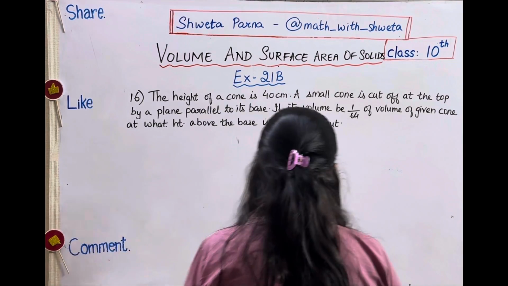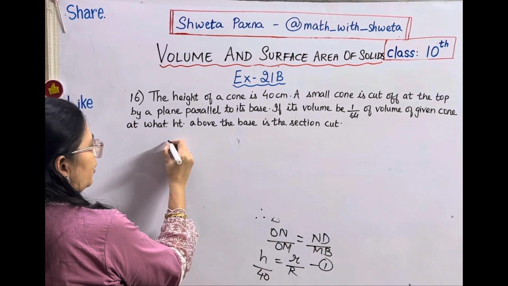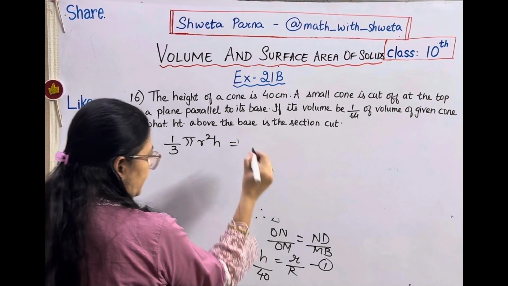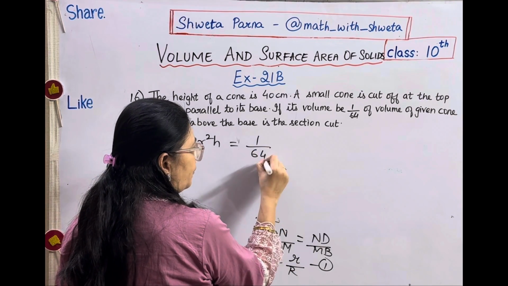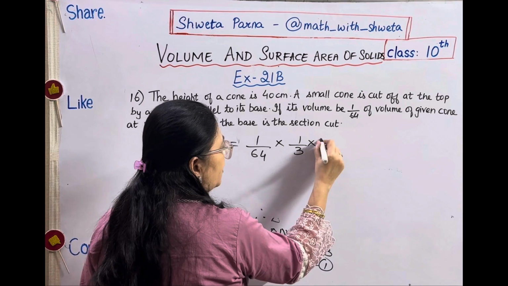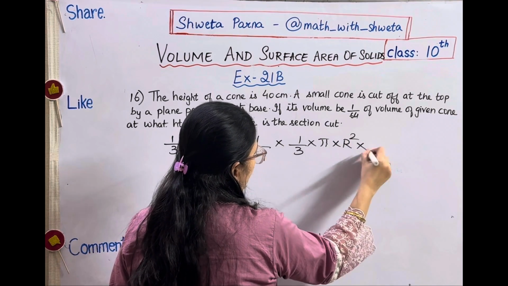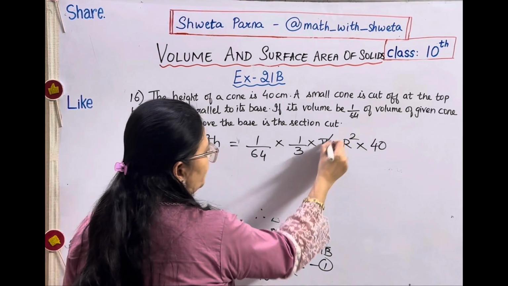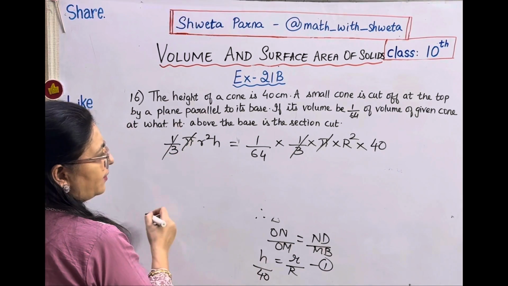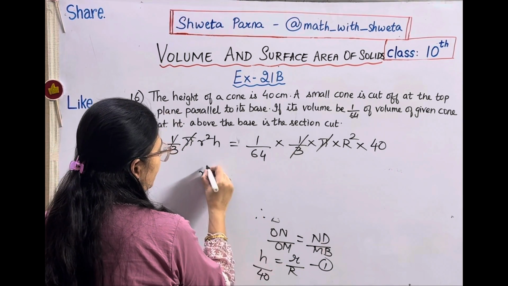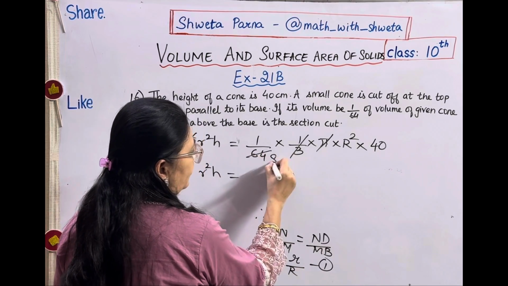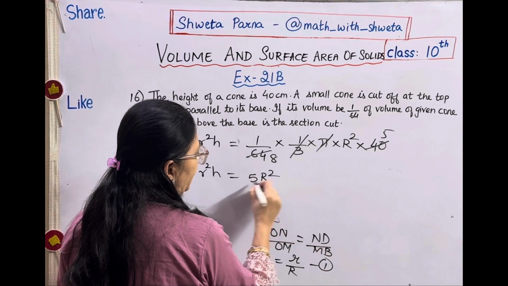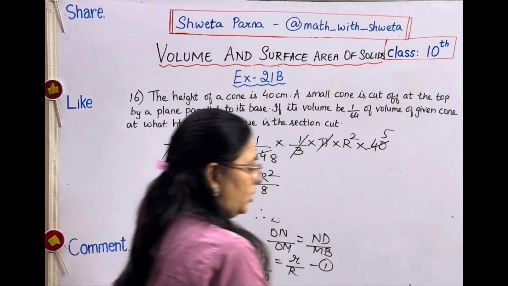Now, volume of the smaller triangle, which is 1/3 pi r square h, is equal to 1/64th of the volume of the bigger triangle, correct? And for the bigger triangle, the height is 40. Now this pi gets cancelled, 1/3 gets cancelled. So you are left with r square h is equal to, now 8 8s are 64, 8 5s are 40. So you will get 5 r square upon 8. Clear? Now let's go ahead.